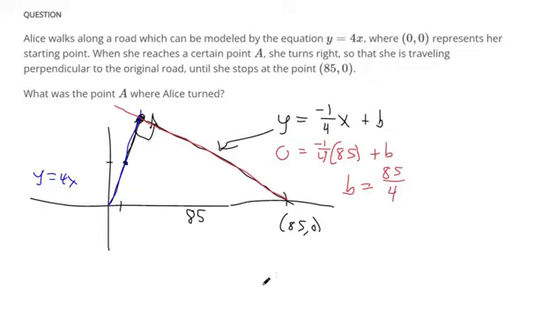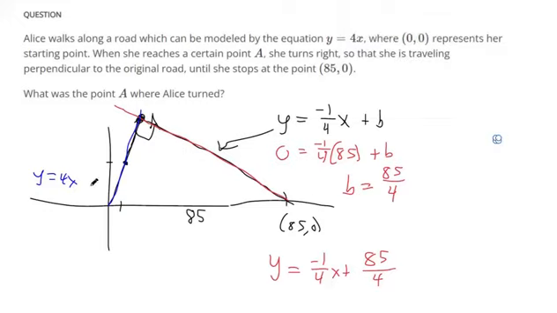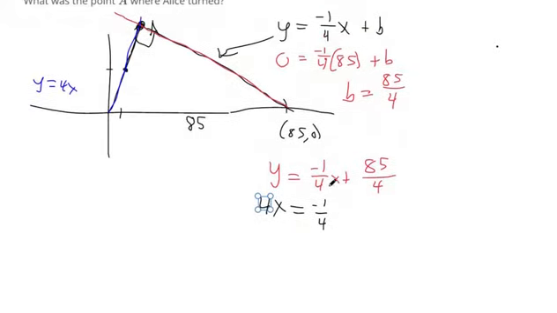So we have the full equation. The red equation is y equals negative 1/4 x plus 85 over 4. So in math, if you wanted to find out where two lines cross, you solve them as a system of equations. You plug one line into the other. So y is equal to 4x. I'm going to put that over here. And now if I solve that equation, I'll be finding the x-coordinate for where they cross. And then I think they want the y-coordinate as well because they say the point.